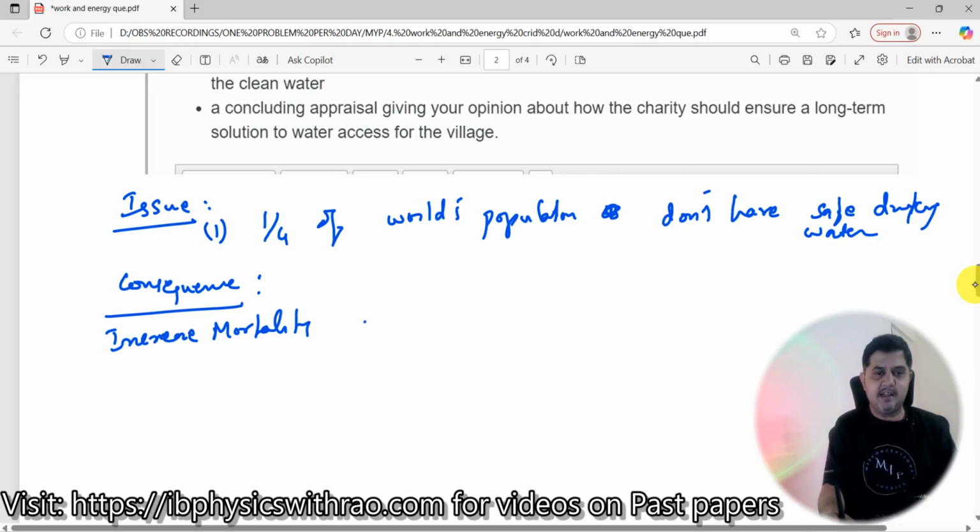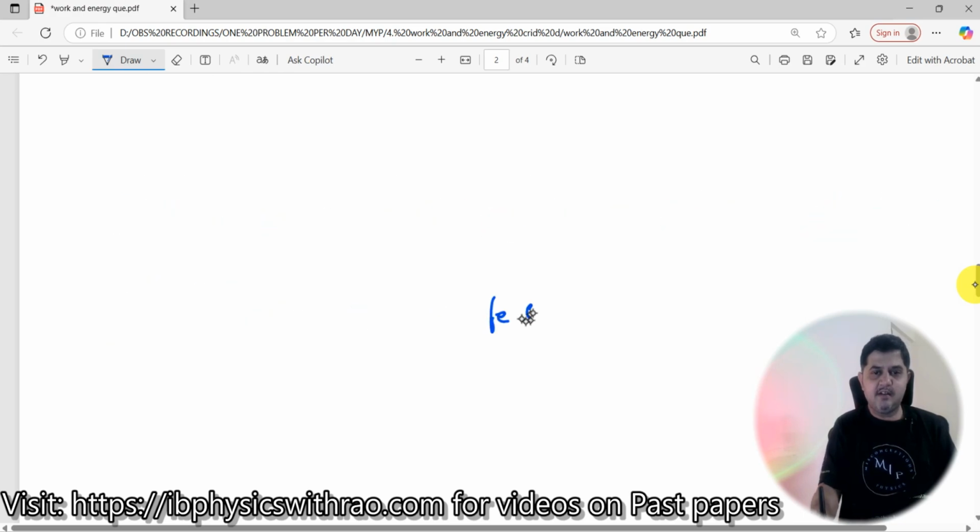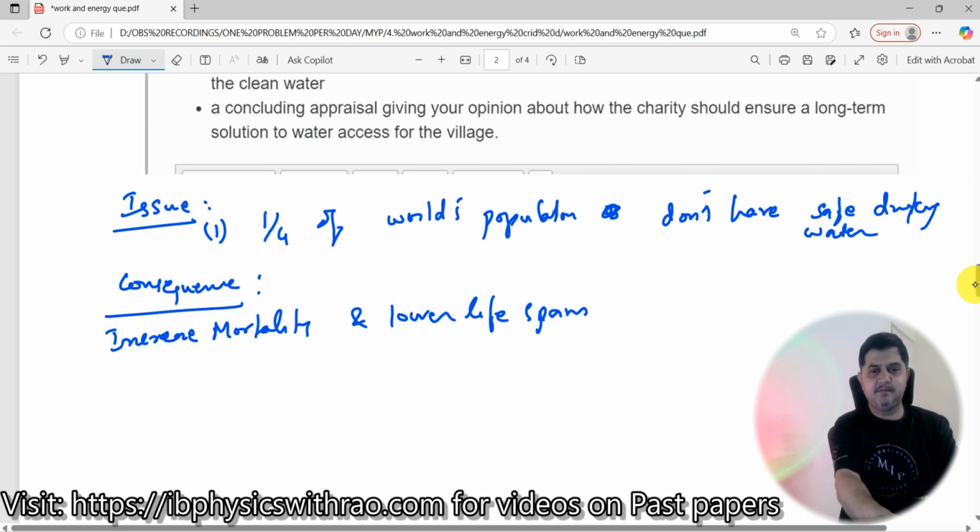Increase in mortality and lower lifespans. Okay. So both these problems are really one; you need to address it. It is one thing. And secondly, if you just write like this, I don't think it would be useful. So what you do is you need to put some statistics.